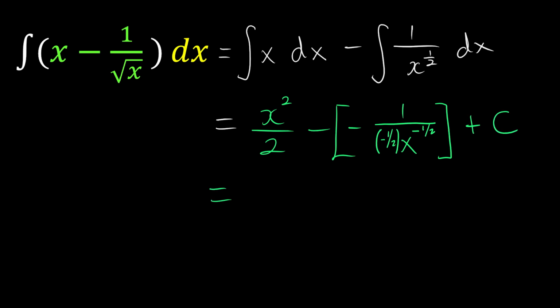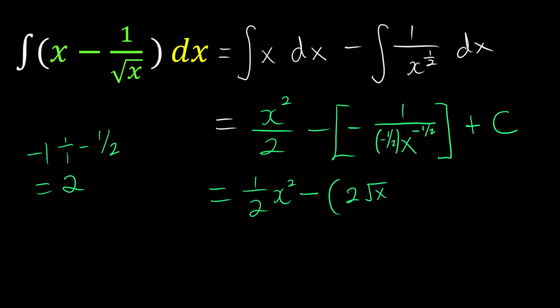So we're going to simplify for now. This is just half x squared minus, this one is going to be negative 1 divided by negative half. So negative 1 divided by negative half is just 2. So this way we can say that it's just 2, and then x power of negative 1 over 2, we're going to bring it up so that it becomes the square root of x. Or we can say that it's just x power of 1 over 2, and then plus c. Simplify again, it becomes 1 over 2 x squared minus 2.